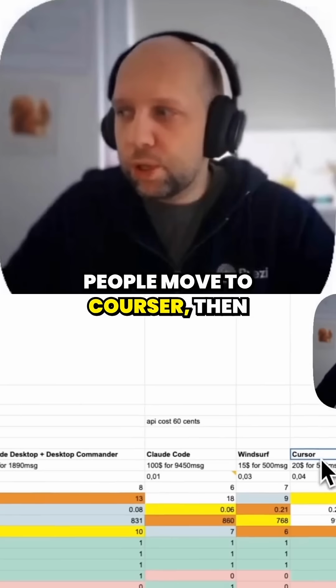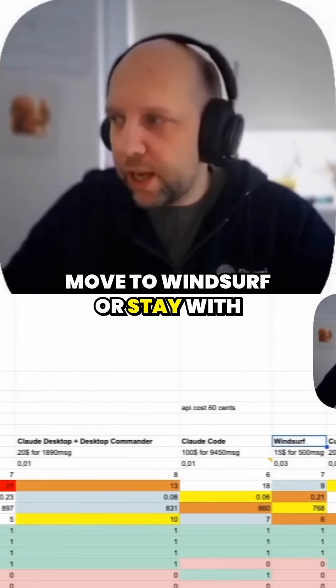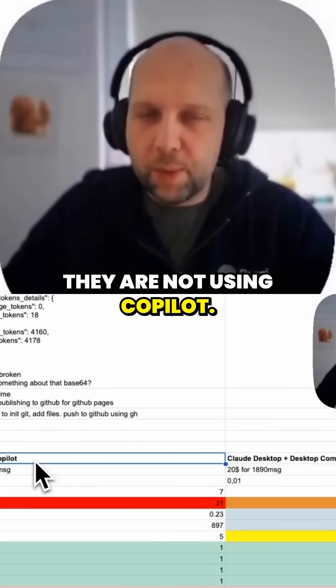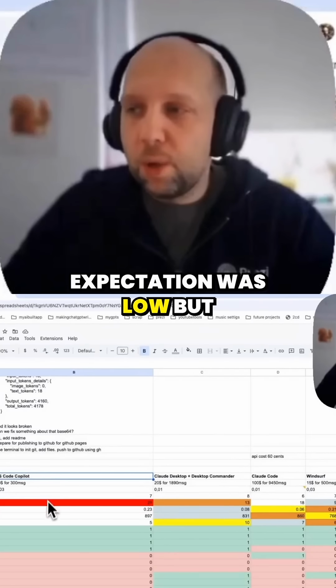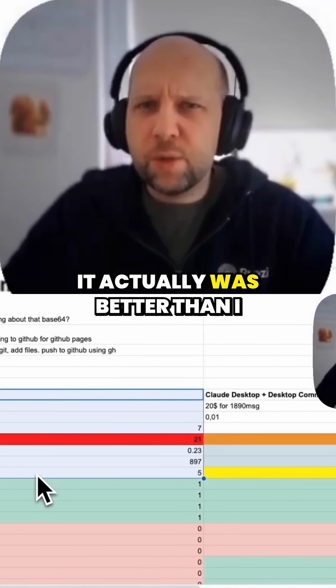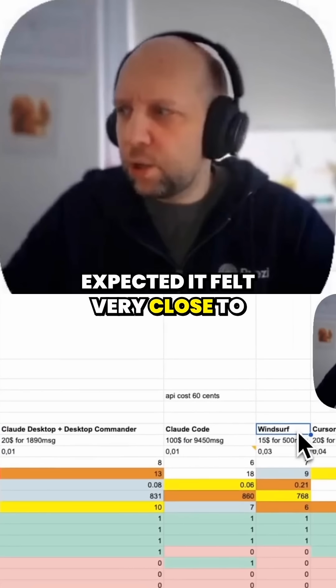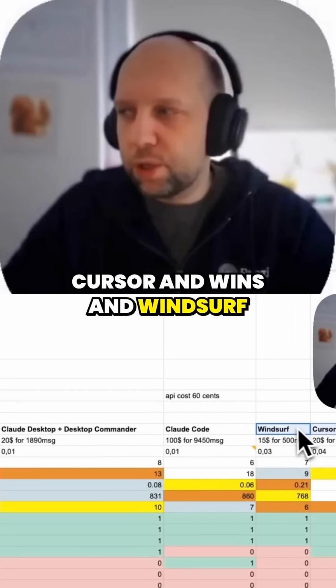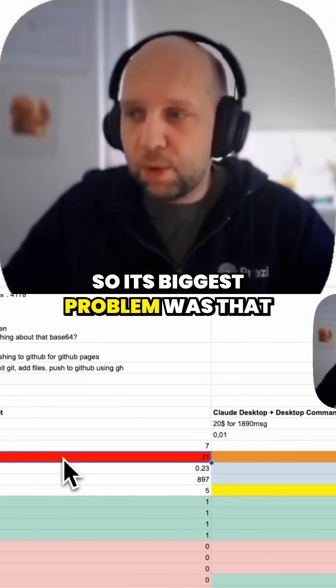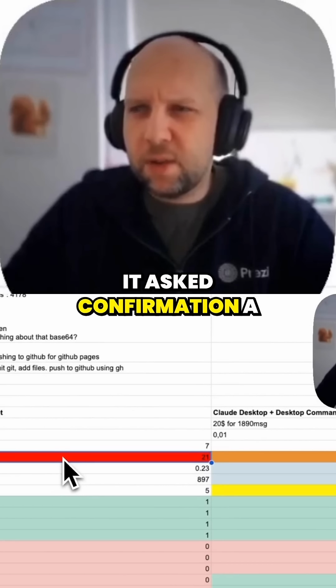People move to Cursor, then move to Windsurf or stay with Cursor. They are not using Copilot. So my expectation was low, but surprisingly, it actually was better than expected. It felt very close to Cursor and Windsurf. So its biggest problem was that it asked for confirmation a lot.